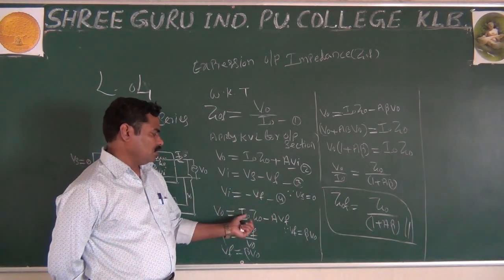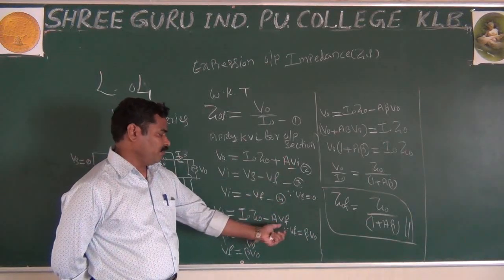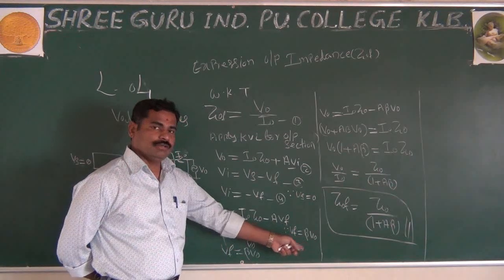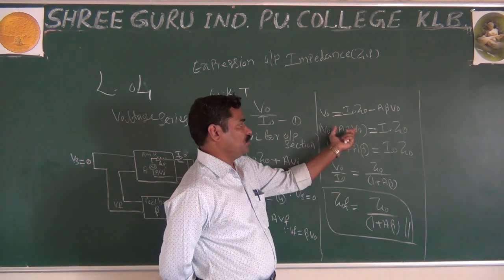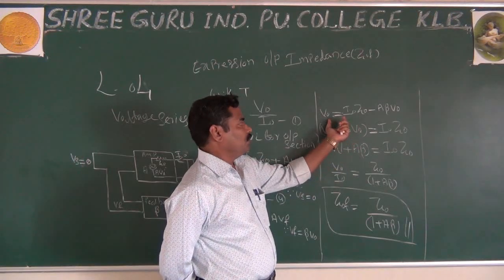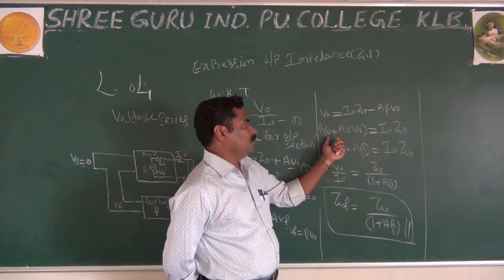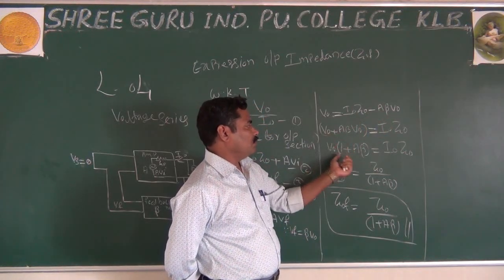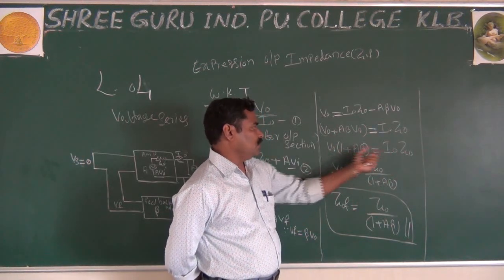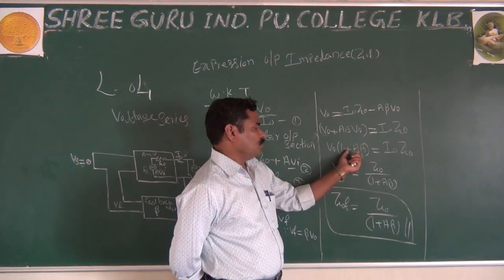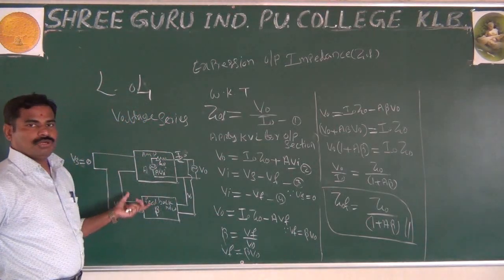V0 equals I0 Z0 as it is, and in place of Vi we can write Vf, and in place of Vf I can write beta into V0. The next step is simplification: V0 as it is, I0 Z0 as it is, minus A beta V0. You take A beta to this side and take V0 common, giving 1 plus A beta, and I0 Z0 as it is. Then V0 is taken on this side and it divides. This is the simple way to get the output impedance.